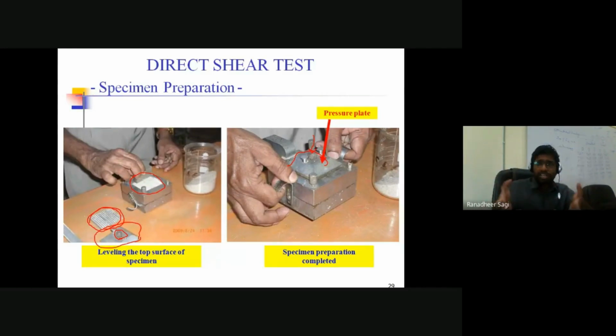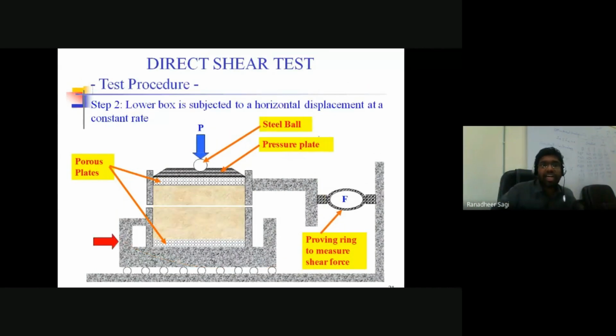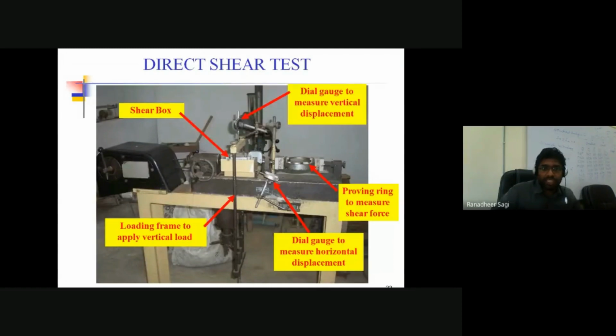Once my soil sample is properly placed in the direct shear box, we take that complete setup of the direct shear box and place it inside your direct shear test setup. This schematic picture that we are able to see here is what we call your direct shear test setup. Inside this setup, this is the region where we are going to place your direct shear box. Look at the region I am trying to mark. In this particular region, we are going to place your direct shear box.